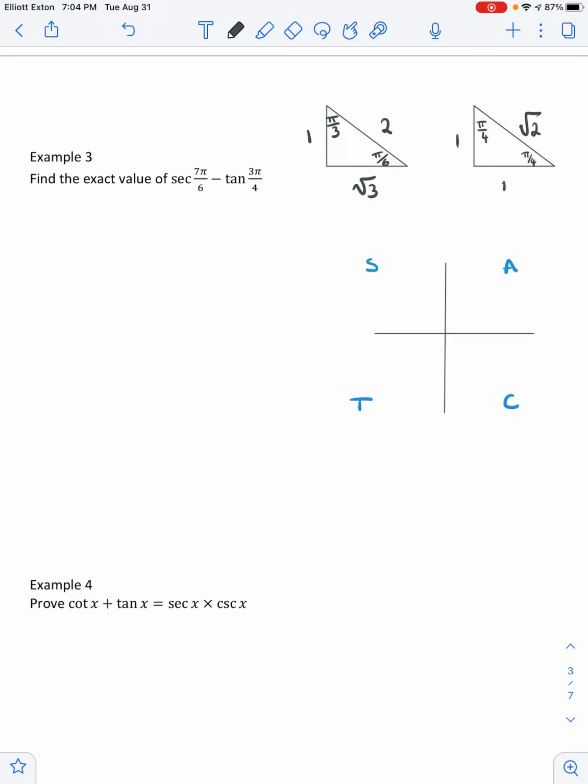Hello, and here we are with examples 3 and 4 from the exam review. I'm going to do both of these in one video since they touch on some similar trigonometry skills.